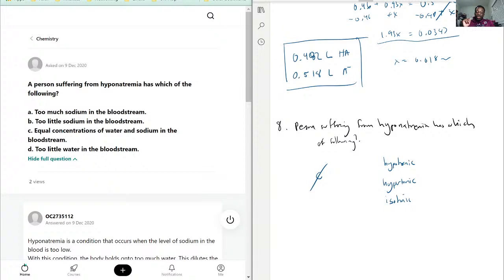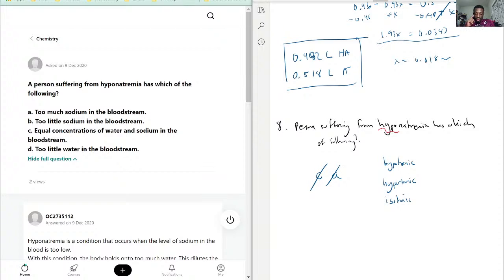Hypo means too little of something. So in order to tackle this question better, I would say we cross out the answers that don't say too little. So A cannot be a choice because it says too much sodium in the bloodstream. Now it's between too little sodium and too little water. This part needs a little more in-depth thinking, because although I am familiar with the word, this is for you to make a proper educated guess, since sometimes you're not given an option to search it up.